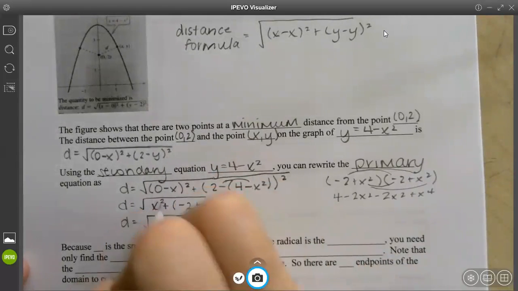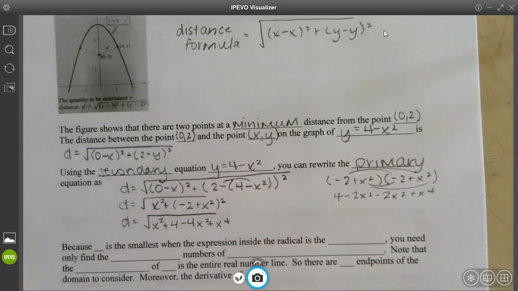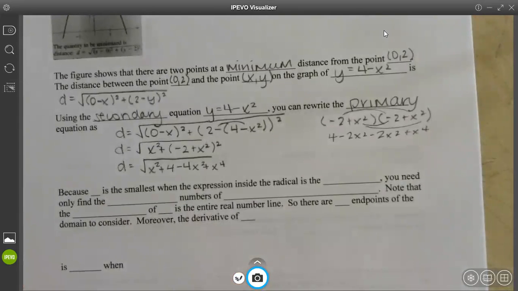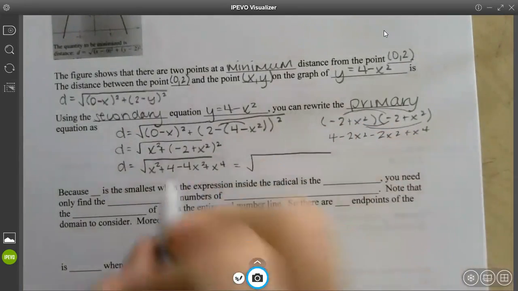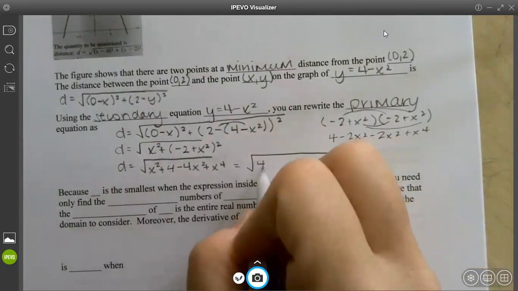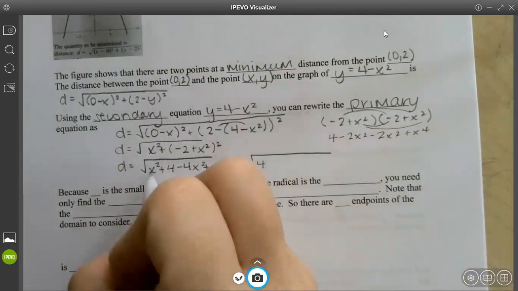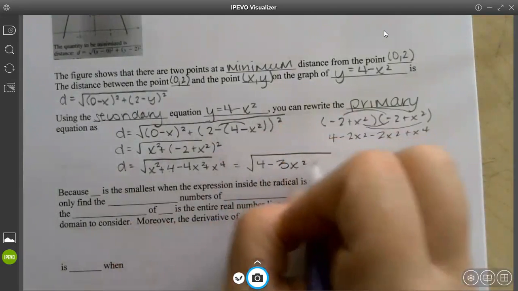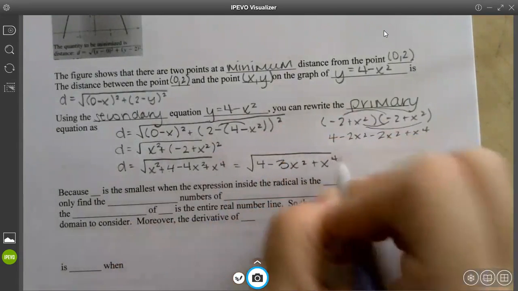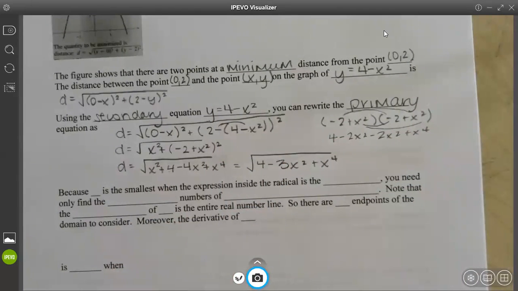Sorry, this should be x squared. I apologize. I said it, but didn't write it. And then clean that up. So we have just a 4. We have 1x squared minus 4x squared is -3x squared. And then x to the 4th. Doesn't matter what order they're in at all.